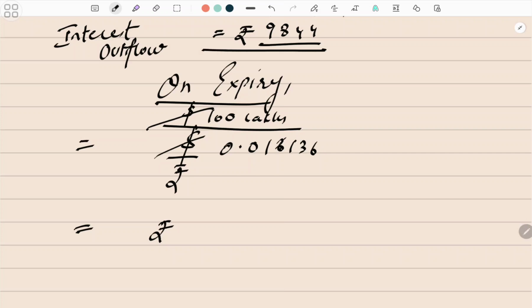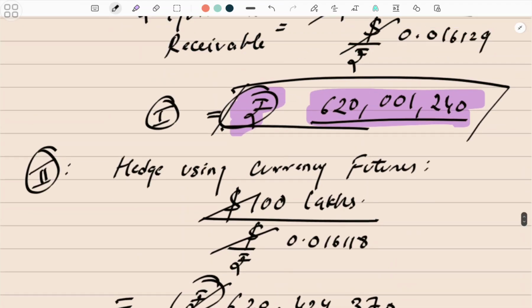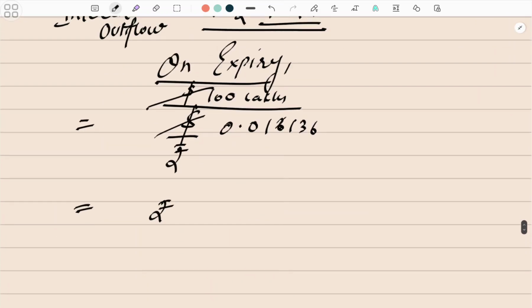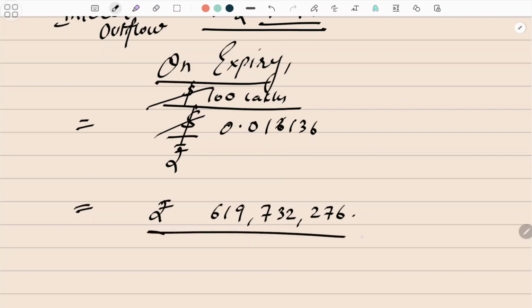I will do this again. 100 lakh divided by 0.016136, and just check this rate again. 0.016136, correct? This gives me 619,732,276. But what? Rupee. Okay, so this is the rupee equivalent that will be actually received. This is actual receipt. I have these rupees in my hand. Okay, this is my inflow, actual inflow. Great. This is one of the inflows.